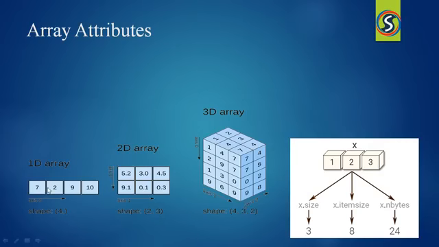Come to the one-dimensional array, two-dimensional array and three-dimensional array. Let me explain what is one-dimensional, what is two-dimensional, and what is three-dimensional. Whenever you find the values plotted in only the x direction, or only the y direction, or only the z direction, then we call that a one-dimensional array. The shape of the one-dimensional array is 1 by 4. That means only one row is there and 4 columns are there.